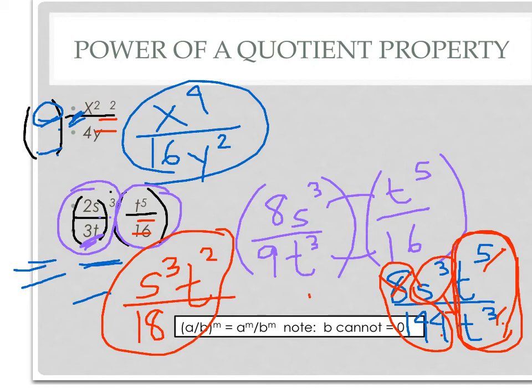And at the bottom here, I know I have unfortunately written over top of it, but you can see I have the rule here for you. A over b to the m power is the same as a to the m over b to the m, and again noting that b can't be 0 because we all know we can't divide by 0.